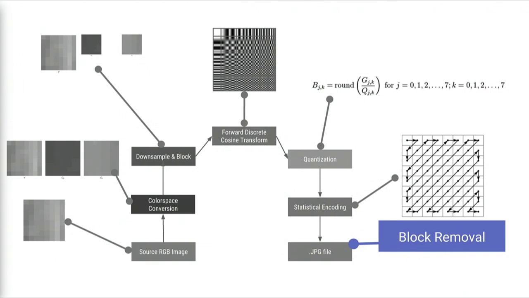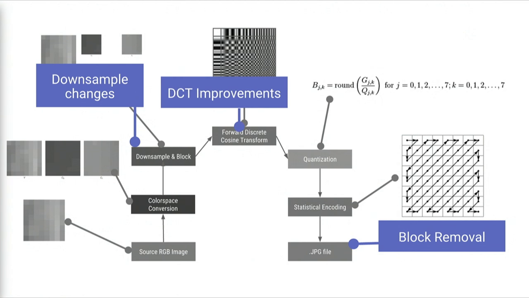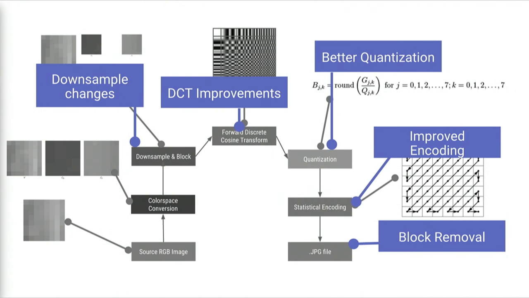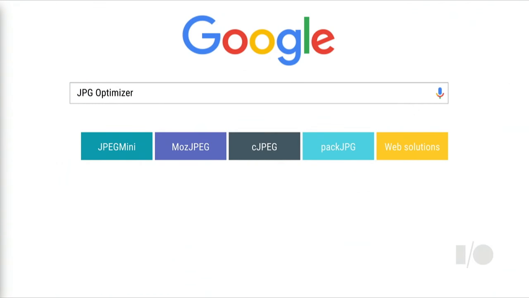So that's obviously block removal, but there's a bunch of other places that we can optimize here, right? We can change how we're downsampling, we can improve the way that the DCT coefficients are handled, we can improve the way we quantize, and we can just apply a better statistical encoder, right? Great news, folks. You don't gotta worry about any of that. Everybody's already got it solved.